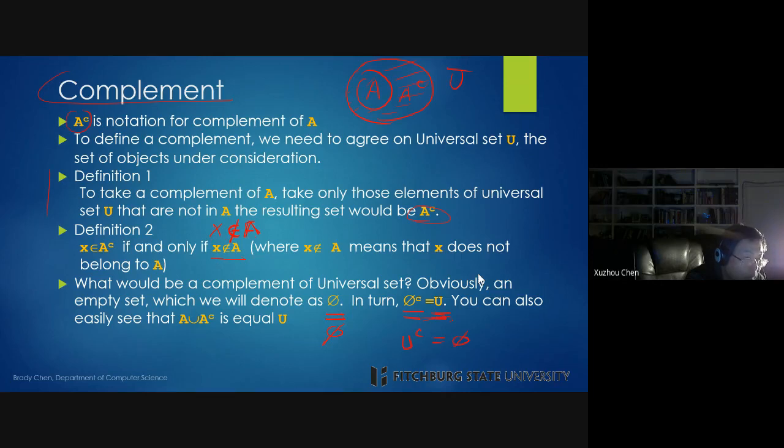Also, we can easily see that A union A complement is going to make the whole universal set, right? If we look at this case, A is here, B is here, and the complement of A is here. They are disjoint sets, but together they actually make the whole universal set. Okay.